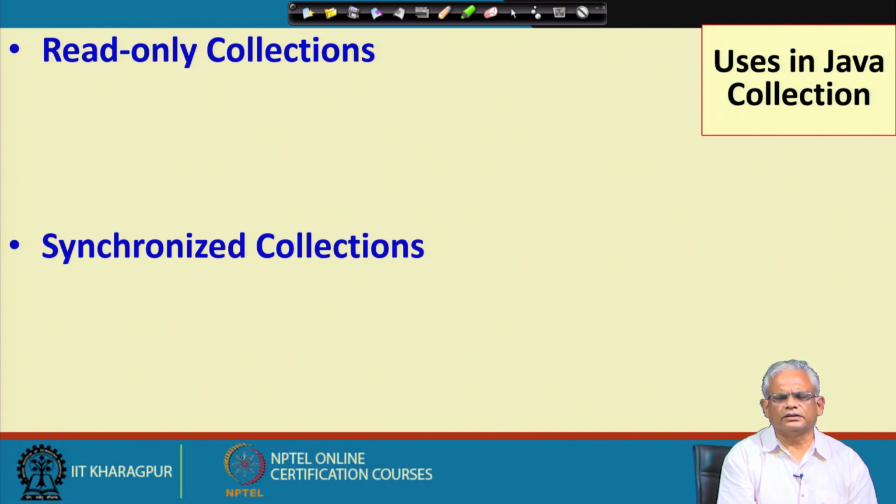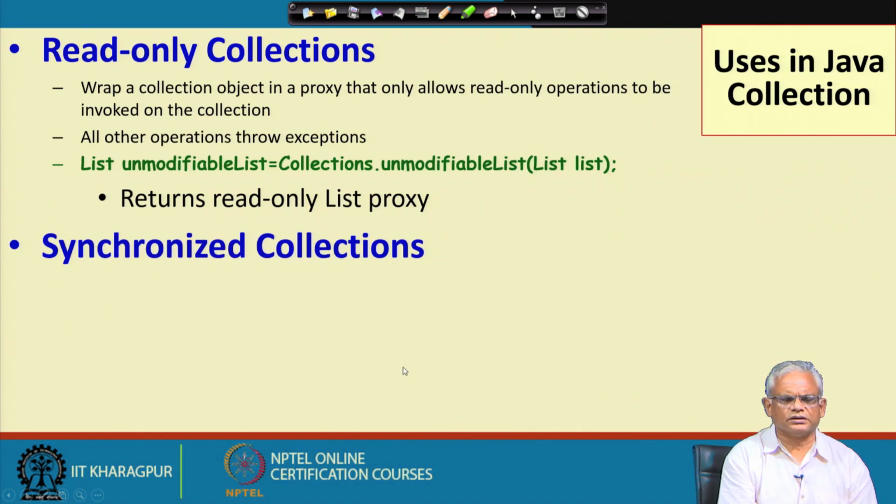The Java collection classes make use of the proxy pattern. For example, the read only collections or the synchronized collections.